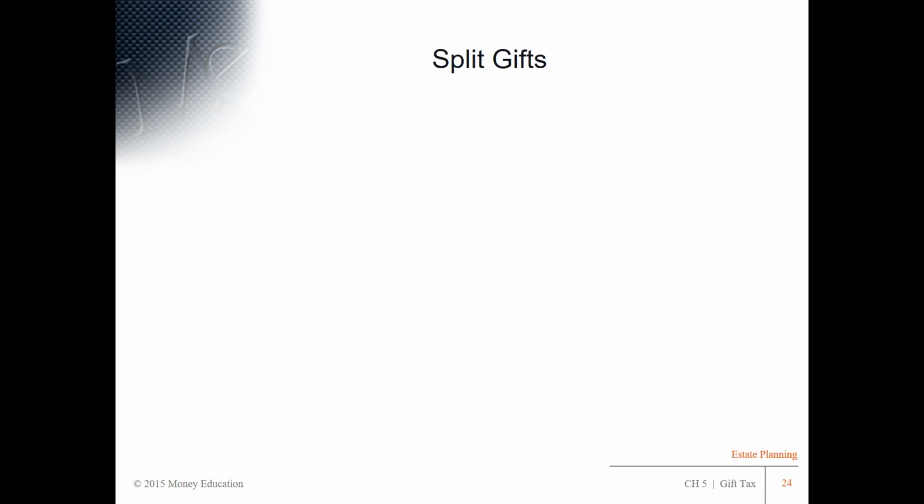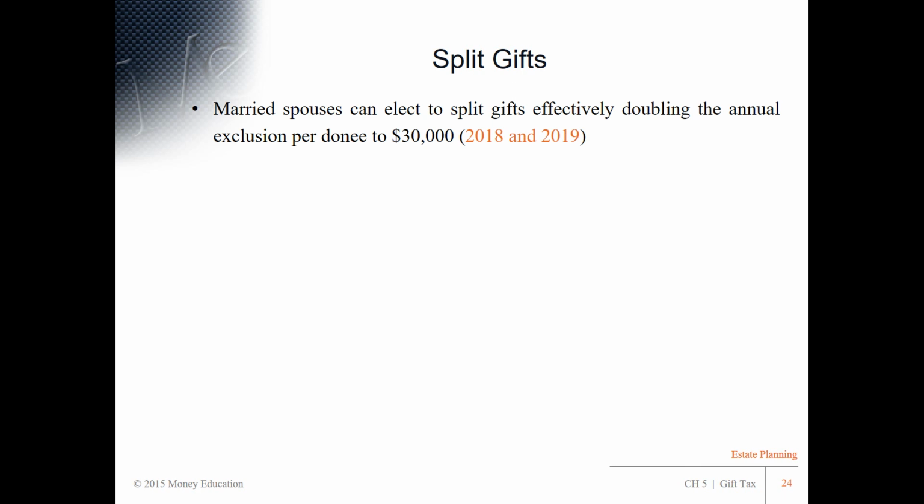Well, as we know, Mr. Smith can give $15,000 to Al, $15,000 to Josie, but we need to be aware of things called split gifts. Now, married spouses can elect to split gifts, effectively doubling the annual exclusion per donee to $30,000. So let's say, for example, Mr. Smith gives $30,000 to Al, but Mrs.